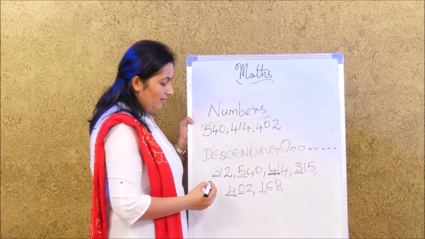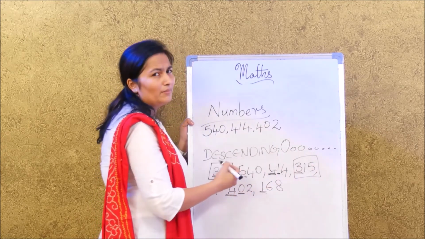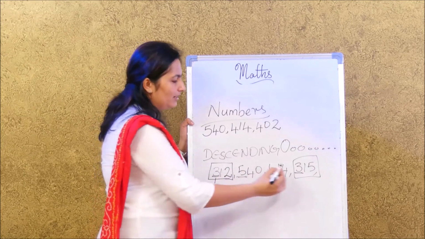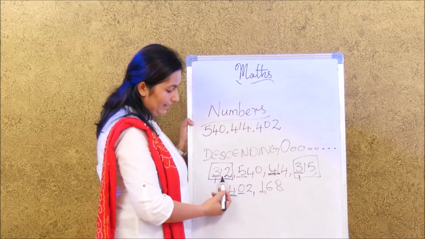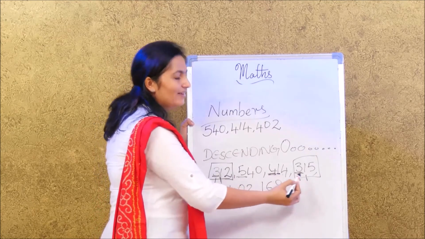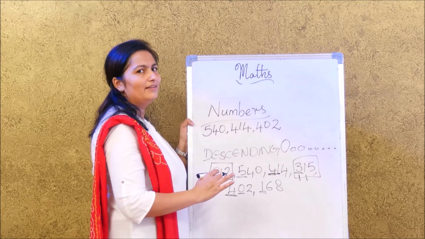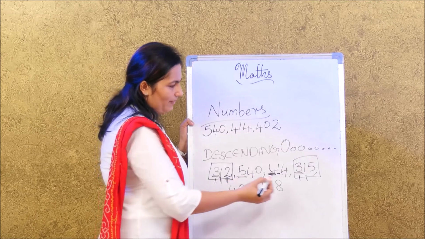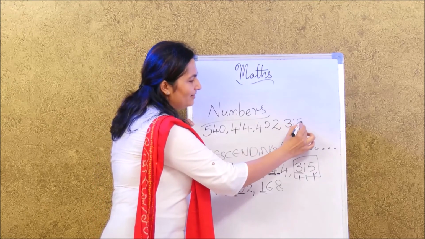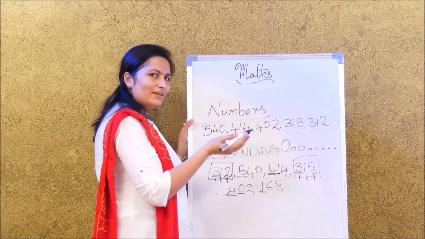And then we go to the next two numbers. Again, both of them are so close to each other. How do we know? So we go to the hundreds. Both are 3. Then we go to the tens. Oh, both are 1. So what do we do? We go to the ones. For sure you will get the answer by the end of the ones. Here it is 2, and here it is 5. So you got a winner. 315 wins the next place, and 312 gets the place after that.